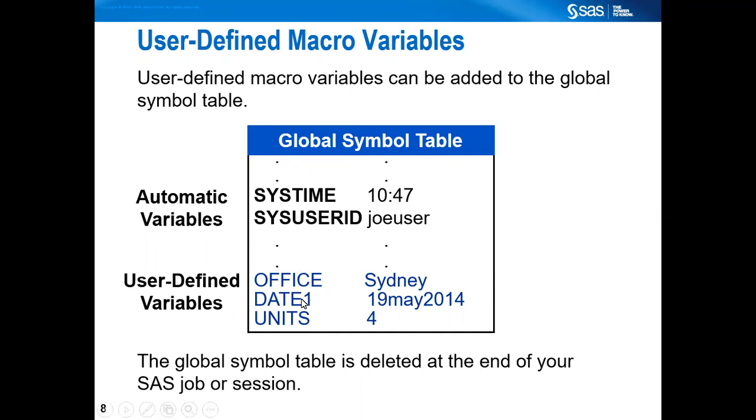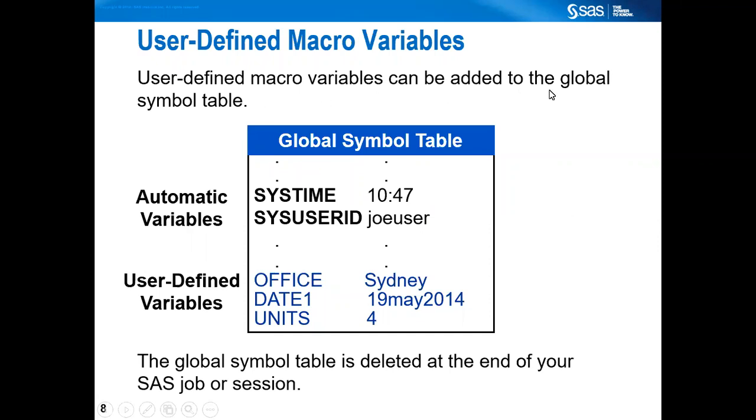So they are showing office, date one, unit. What are these? These are macro variables created as per your data values. And this global symbol table is deleted at the end of your SAS session. But understand that whenever you start a session, the automatic macro variables are always there in your global symbol table.